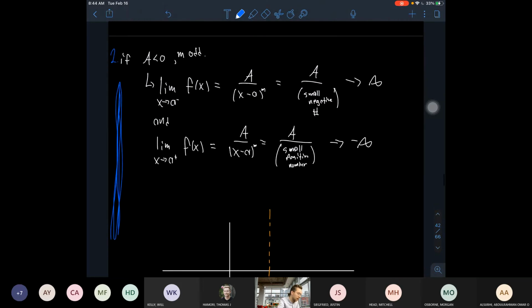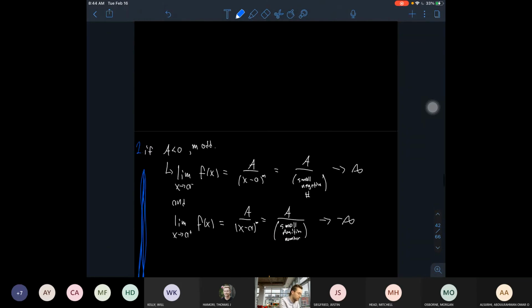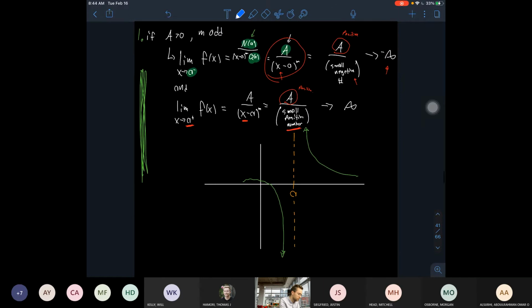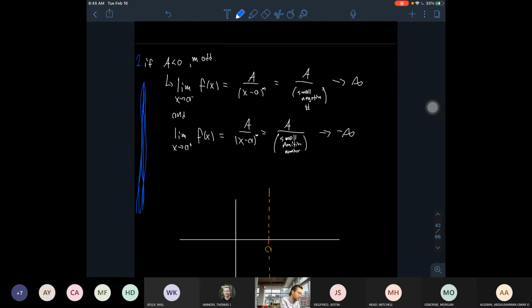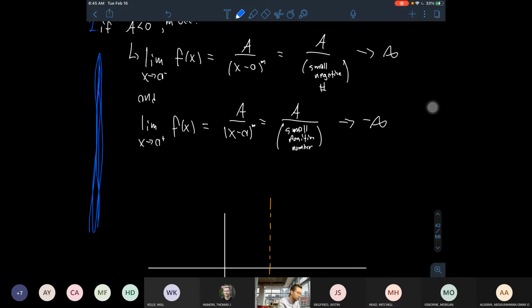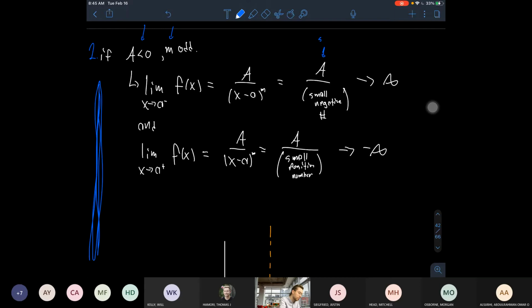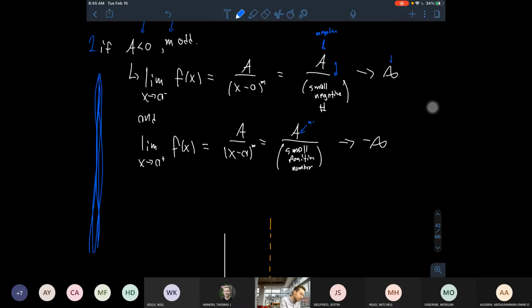Basically, we see now we have a is less than 0, and m is still odd. So we're going to replace this whole thing, except this time a is going to be a negative number. a will be negative. And we divide a negative number by a small negative number, and we get a positive number, which is very large. Likewise, again, here, a is going to be negative.